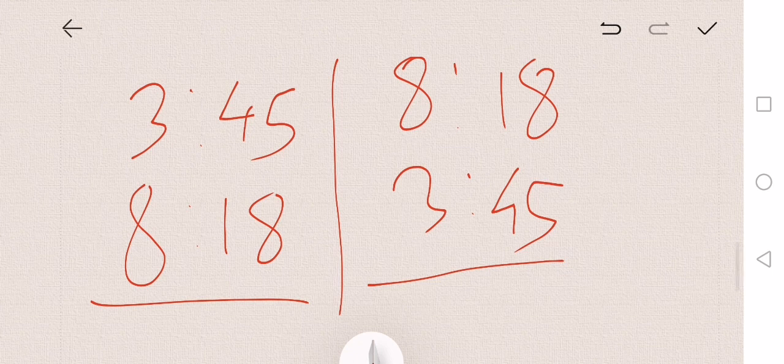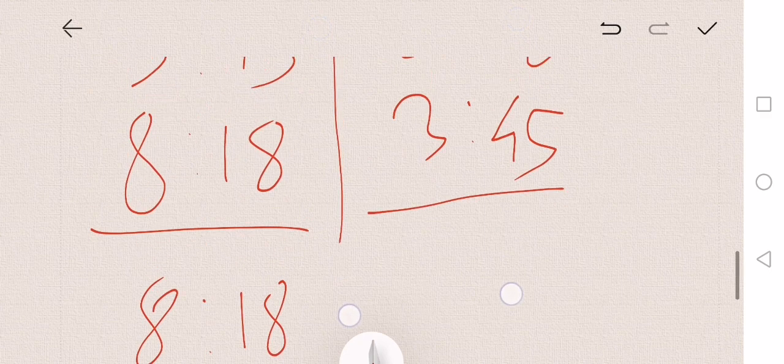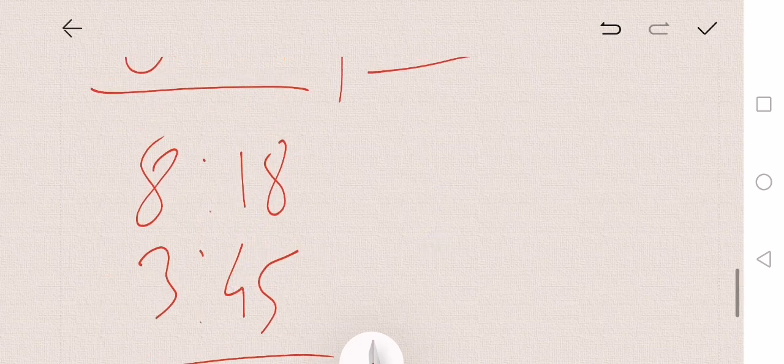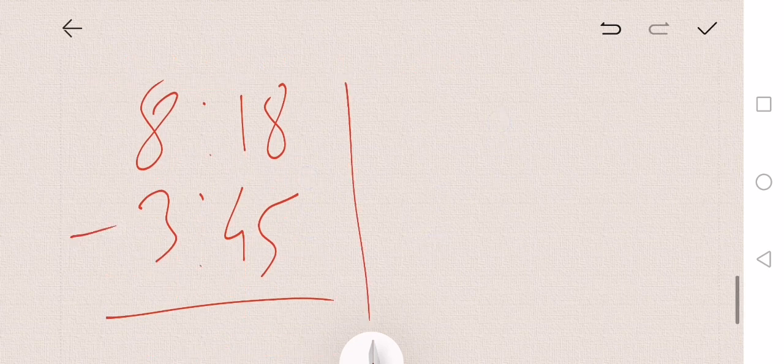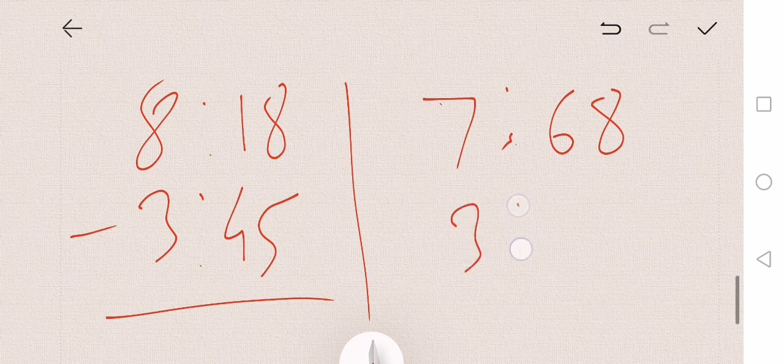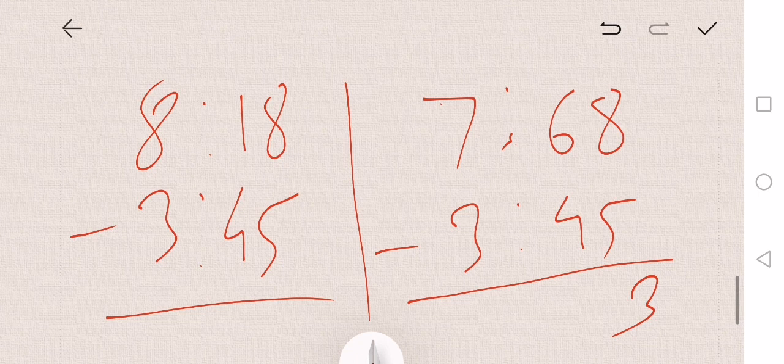Again, the same problem. 18 is lower than 45, so 18 cannot stay as it is. I'll write it down again just to make sure that you understand: 8:18 and 3:45. 8:18 is not going to work if you don't borrow. So this will be 68 and the hour will be 7, so 7:68 and 3:45. Then just do simple minus. That's 3, that's 2, and that's 4. Got it, Risha? Very simple. You just need to put them in the right order.